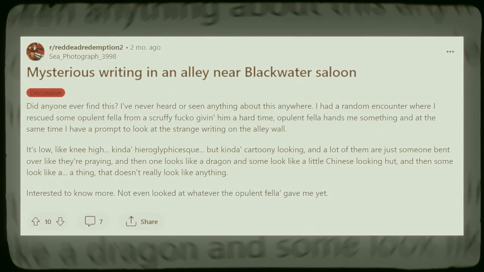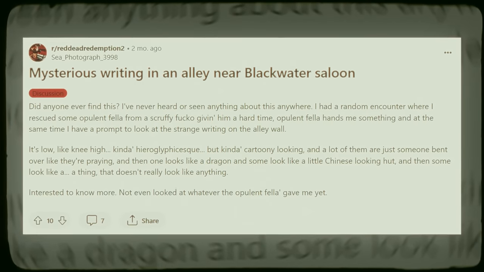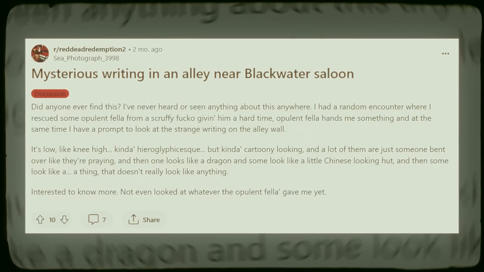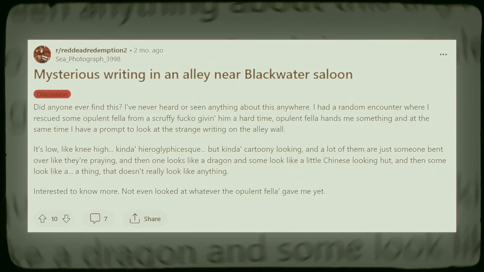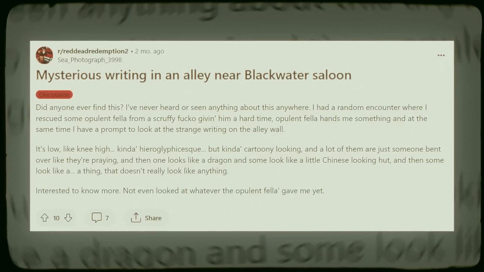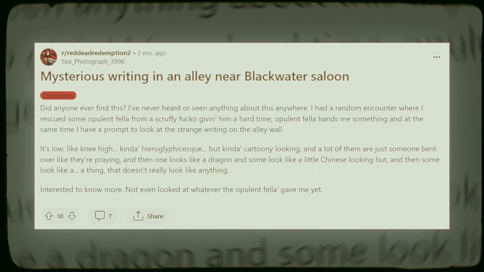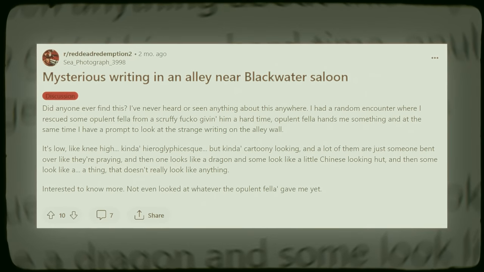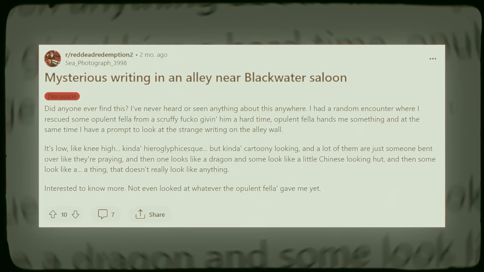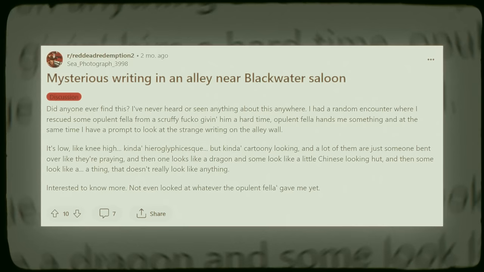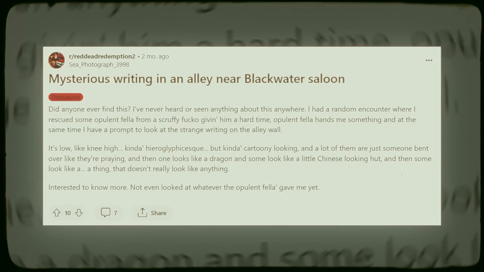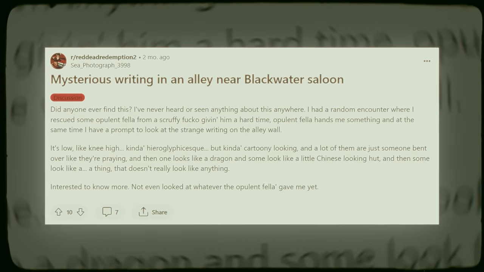He asked the community if anyone else had ever found this. He'd never seen nor heard of it anywhere. After the user had a random encounter with a scruffy NPC, he was handed something and prompted to look at the strange writing that was written on the alley wall. The writing is about knee-high and looks like some sort of hieroglyphics. One of the symbols, according to the user, looks like a dragon, and another is a Chinese hut.